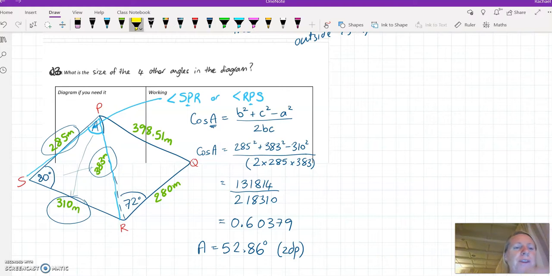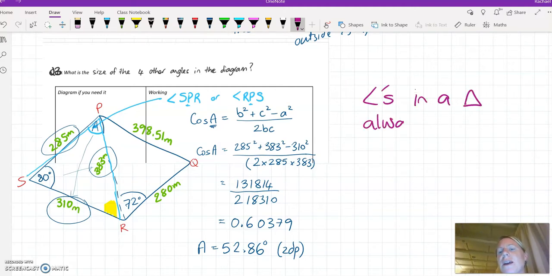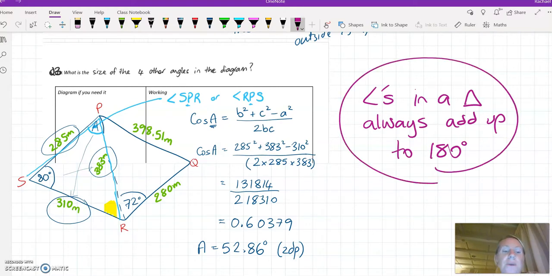Now remember, you do not have to use fancy rules for every single angle, because angles in a triangle always add up to 180 degrees altogether. You want to remember this rule. Those 3 angles, always, always, always. That's a helpful thing to know, because if you've got a question like this where it wants you to find all the angles, we can use that right now.